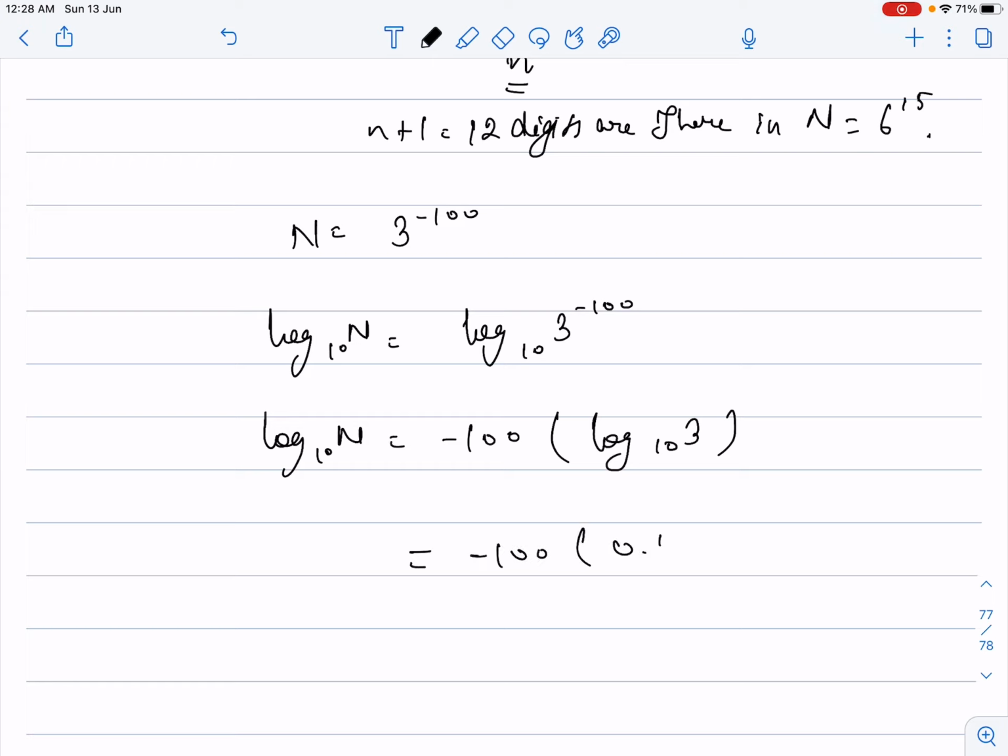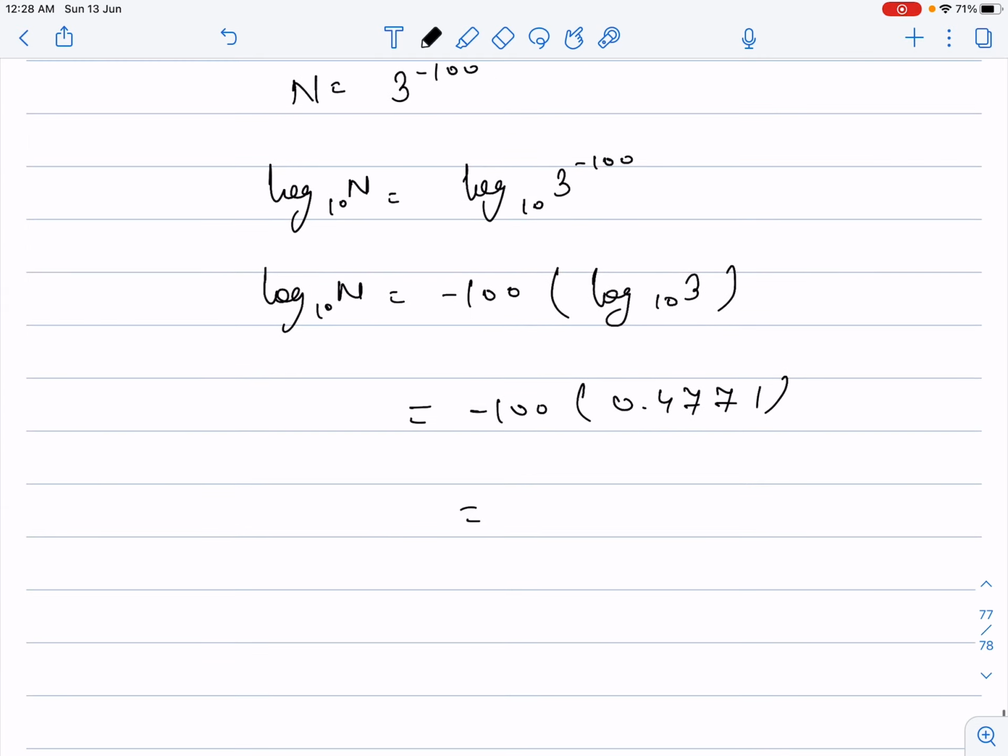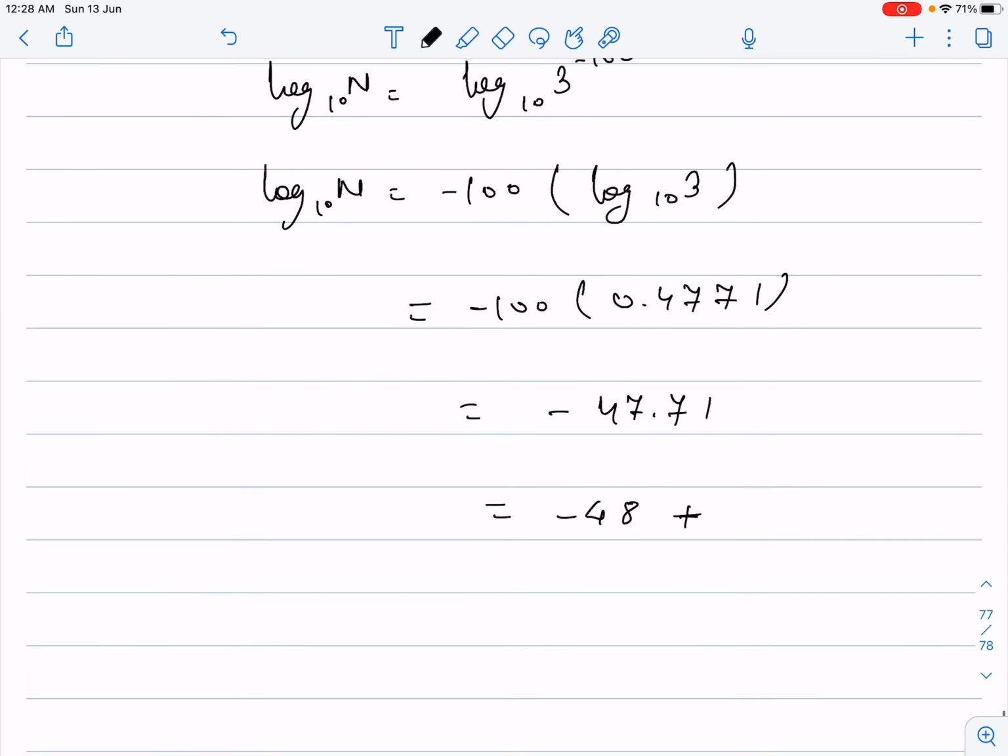So minus 100 multiplied by 0.4771. So that will be becoming what? Minus 47.71. So that can be written by me as minus 48 plus 0.29, because mantissa is always in between 0 and 1. So guys, here I got characteristic as minus n.